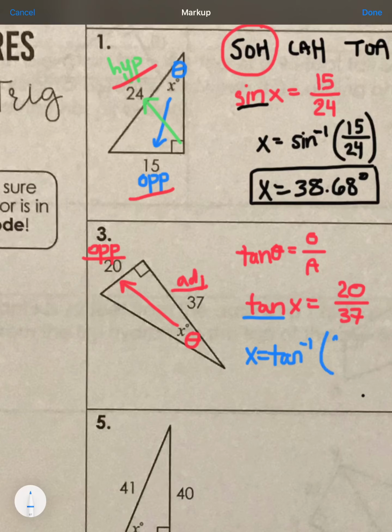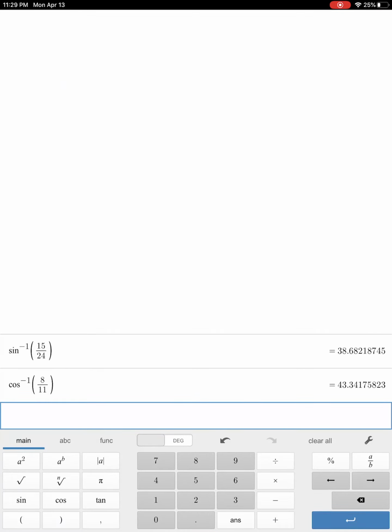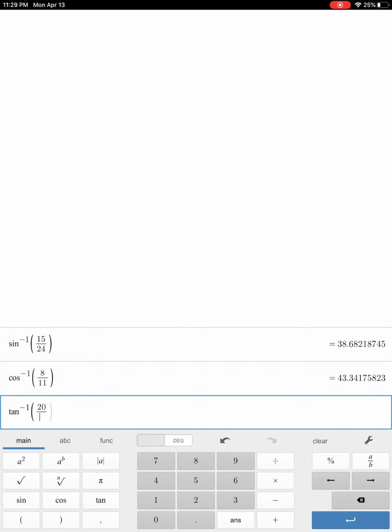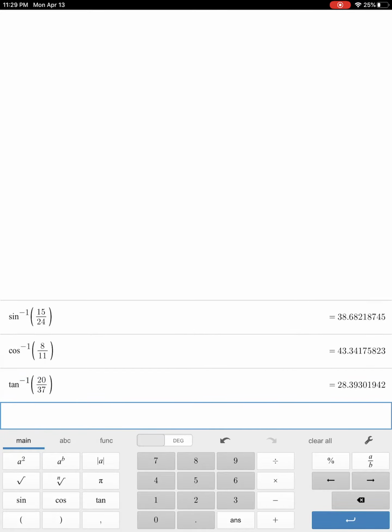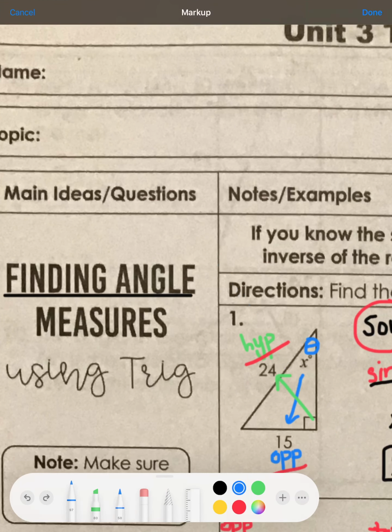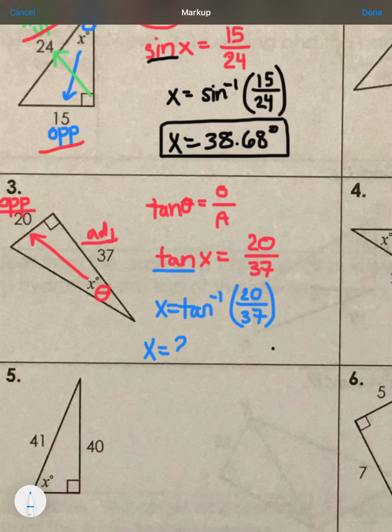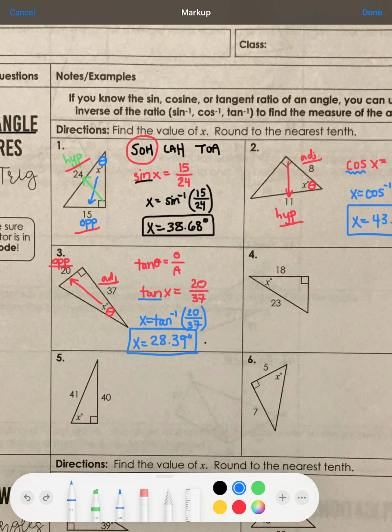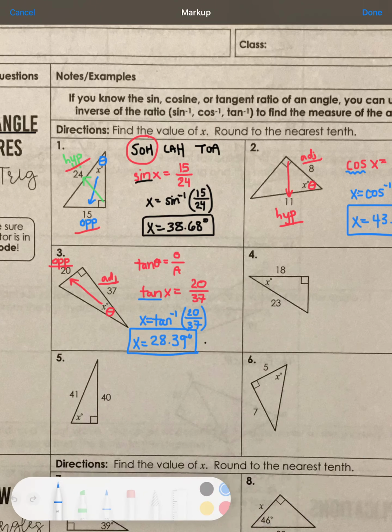Now, because I'm trying to find an angle, I need to get rid of the tangent. So I need to do inverse tangent to the negative first, of 20 divided by 37. So go to function, inverse tangent, back to main, 20 divided by 37. You get 28.39. And this is an angle, so it's in degrees.